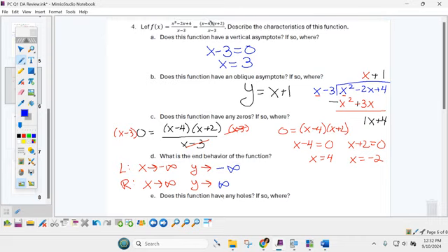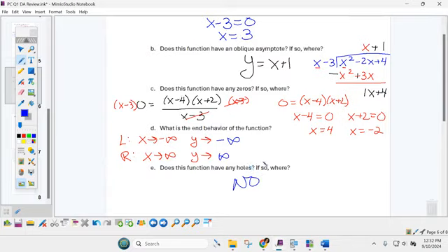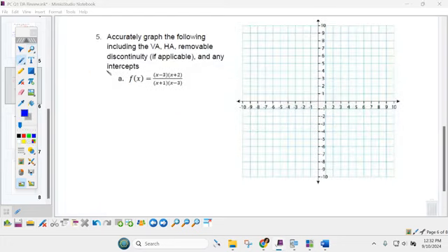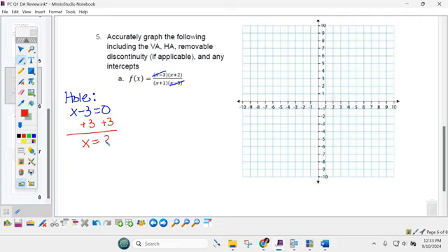All right, does the function have any holes? Any of these factors divide to 1? No, they do not. No holes. Make a graph: vertical asymptote, horizontal asymptote, holes, and intercepts. Okay. The first thing I notice is one of these factors divides to 1. So there's going to be a hole when x minus 3 equals 0, because that's the factor that divides to 1, that's the x coordinate of the hole.